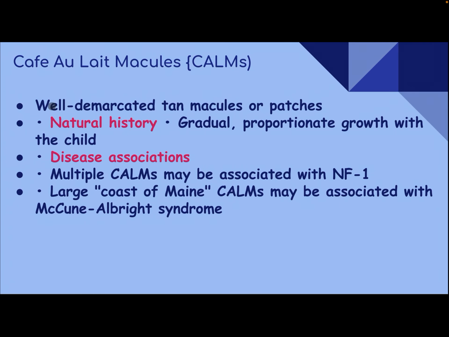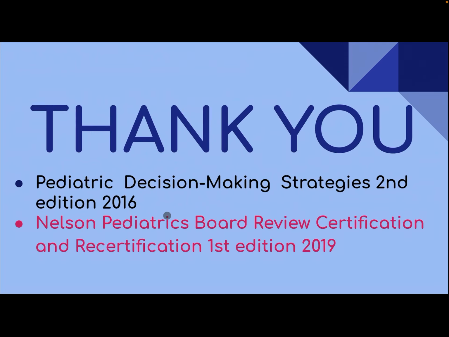Café-au-lait macules: well-demarcated tan macules or patches. Natural history: gradual, proportionate growth with the child. Disease association: multiple café-au-lait macules may be associated with neurofibromatosis type 1. Large café-au-lait macules with irregular borders may be associated with McCune-Albright syndrome.